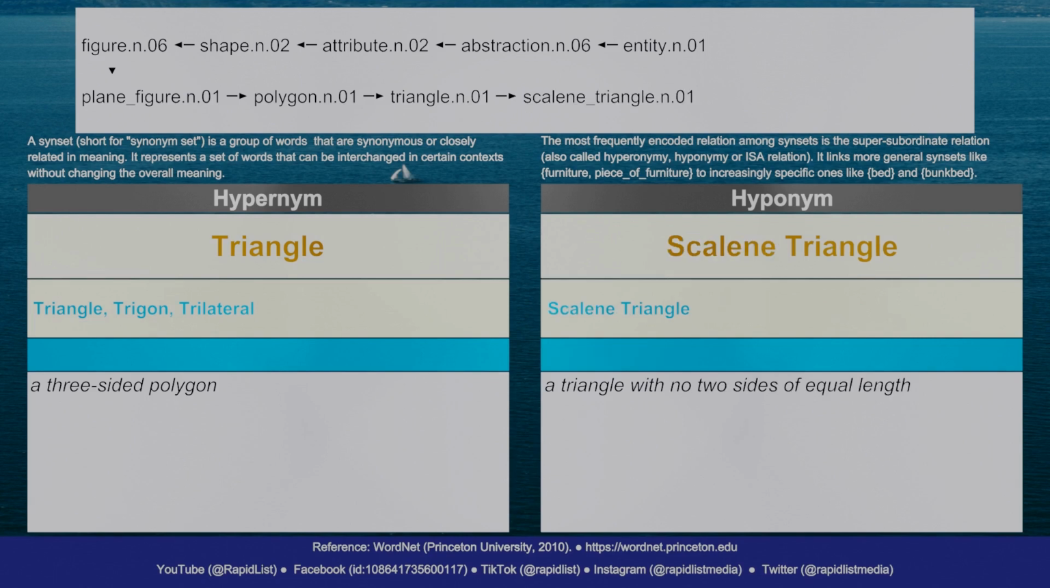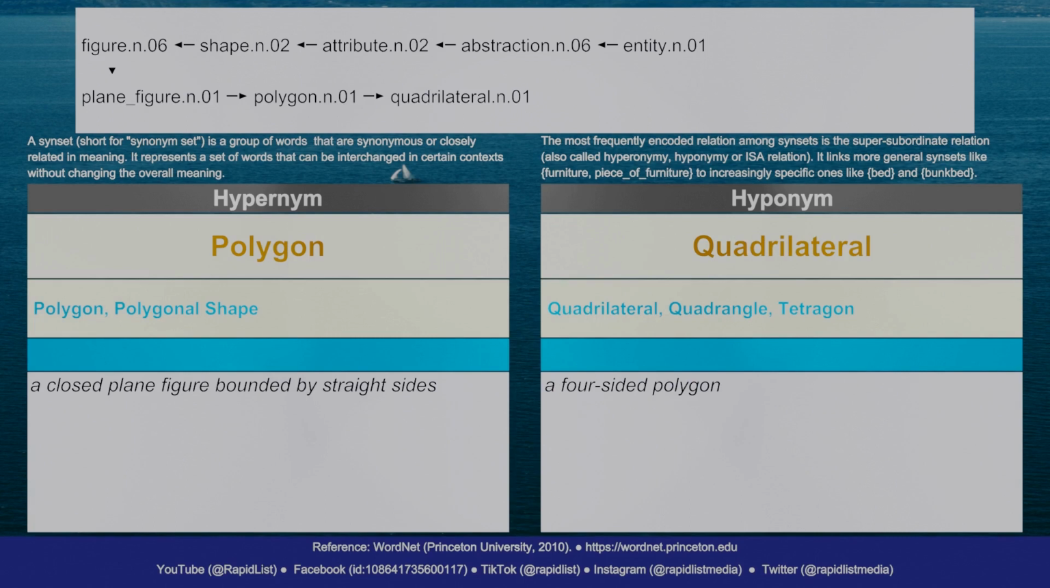Scalene triangle. A triangle with no 2 sides of equal length. Wedge. Any shape that is triangular in cross-section. Quadrilateral. A 4-sided polygon.